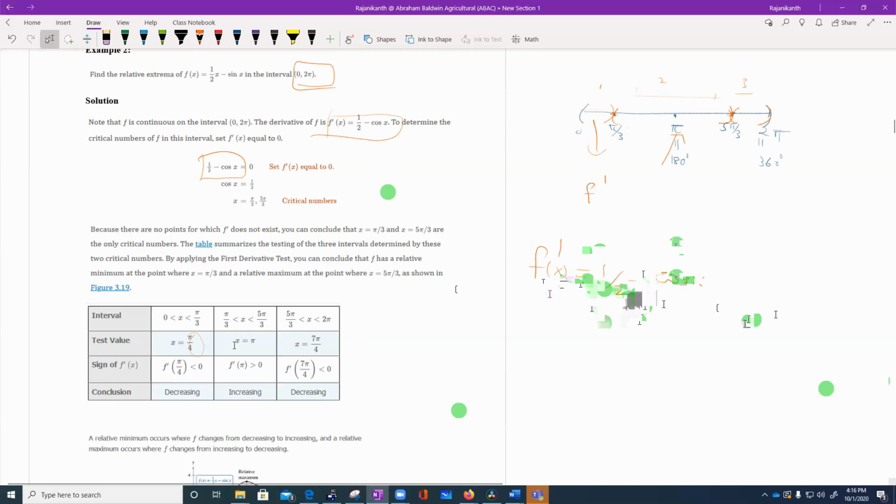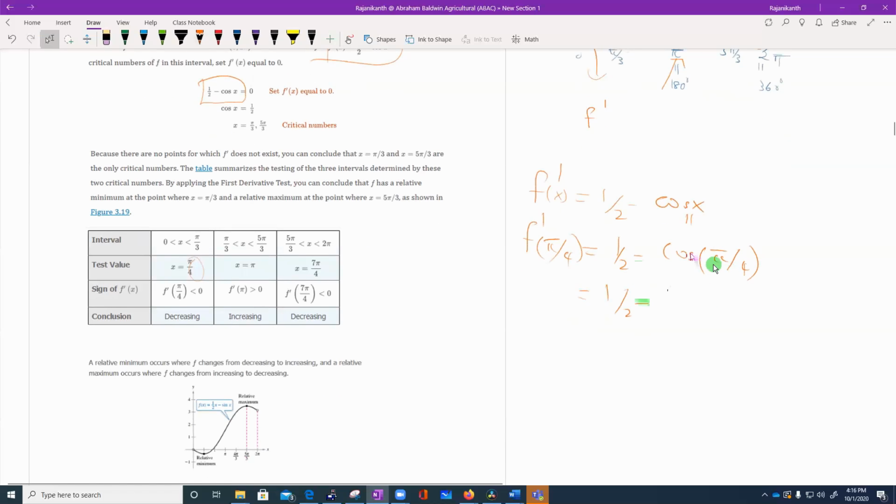Okay, so we are simply plugging pi over 4 into this function. Remember, cosine pi over 4 is, what is that? If you're plugging pi over 4 here, I will get the first derivative evaluated at pi over 4. Simply plugging here, pi over 4 will be half minus cosine pi over 4. That is half minus cosine pi over 4, what is that? Square root 2 over 2. Very good. Now take your calculator and simplify.